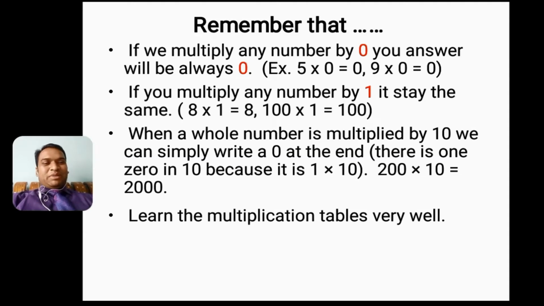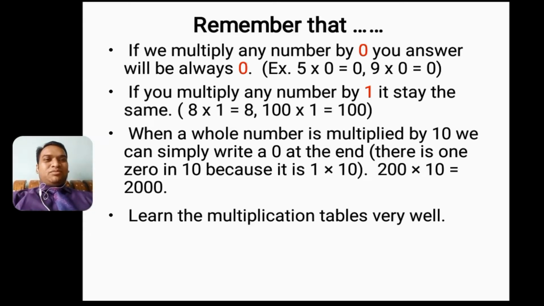So before doing multiplication, we need to remember some of the things, right? If you multiply any number by 0, your answer will always be 0. For example, 5 zeros are 0, 9 zeros are 0. And if you multiply any number by 1, it stays the same. Like 8 ones are 8, 100 ones are 100. In this way, when you multiply by 1, the number will be the same.